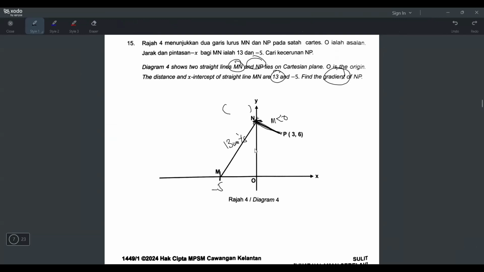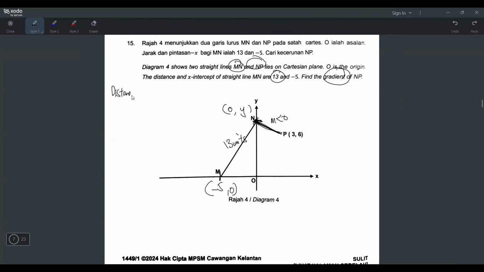So what is the X coordinate of point N? It will be 0, right? It's just that the Y coordinate we don't know because point N is actually the Y intercept, right? If you look carefully, it's on the Y axis. So that's why the coordinate will be 0, y. And for this, the coordinate is negative 5, 0. So they say the distance is 13, right? So we can use the distance formula.